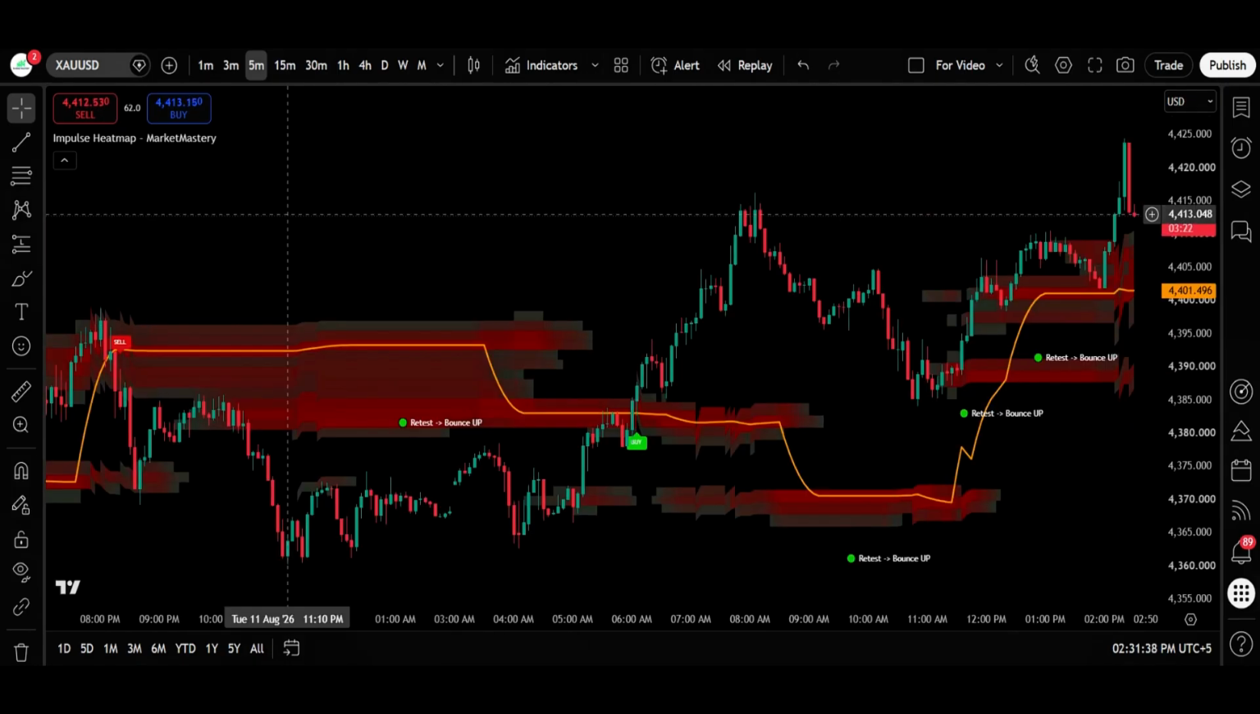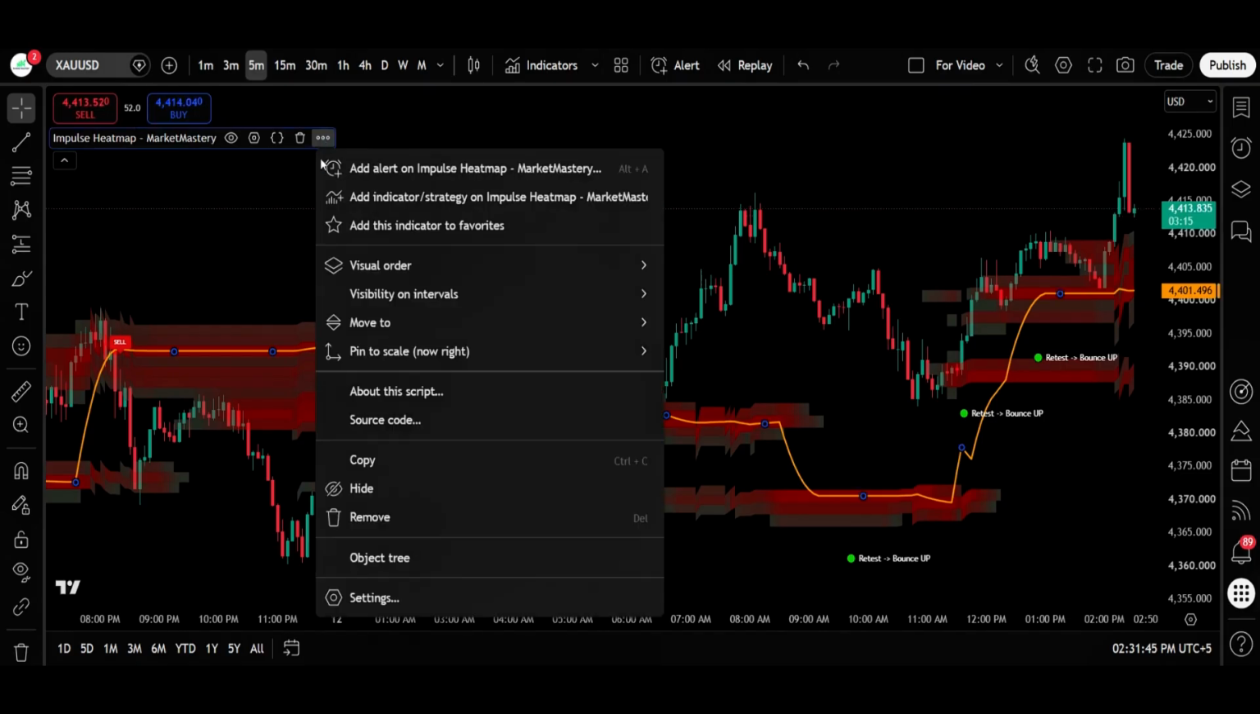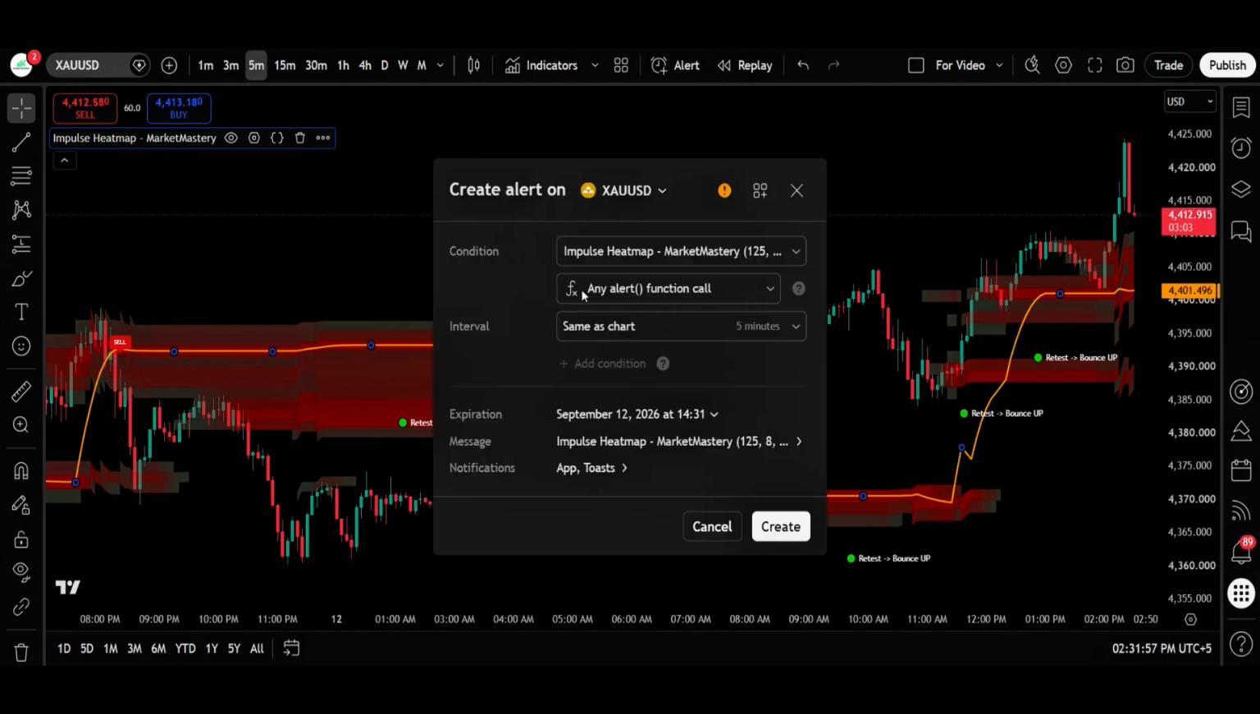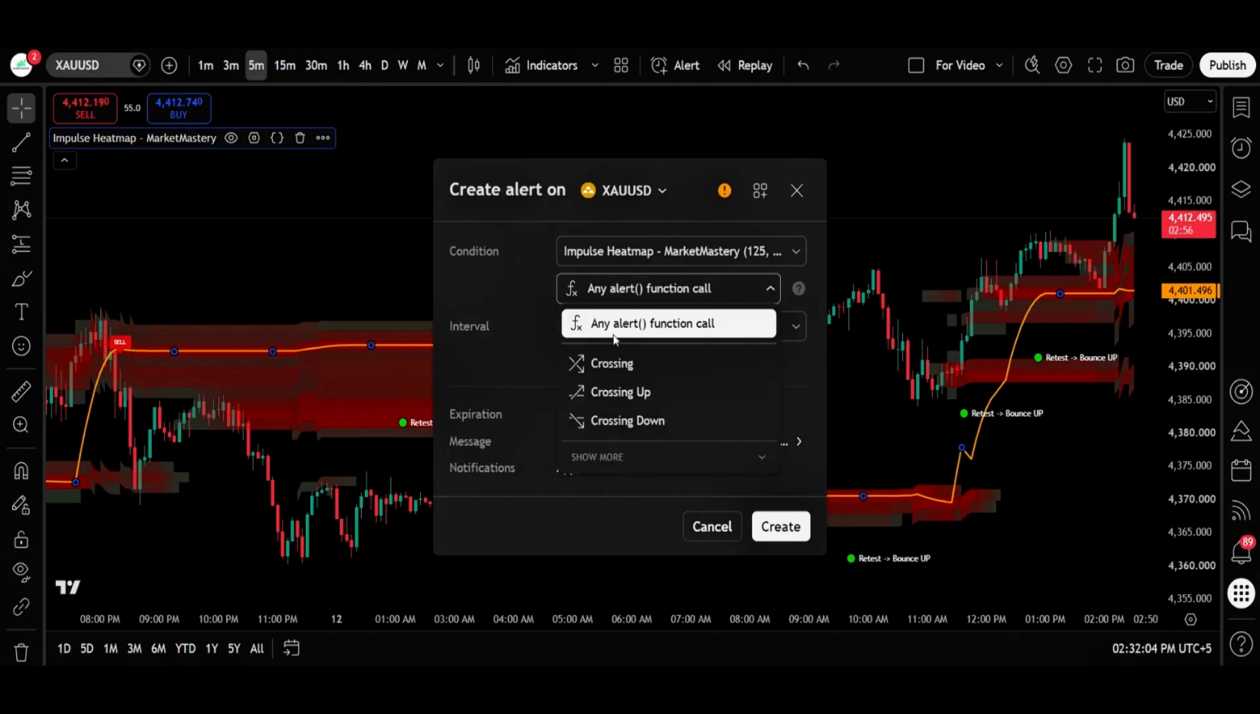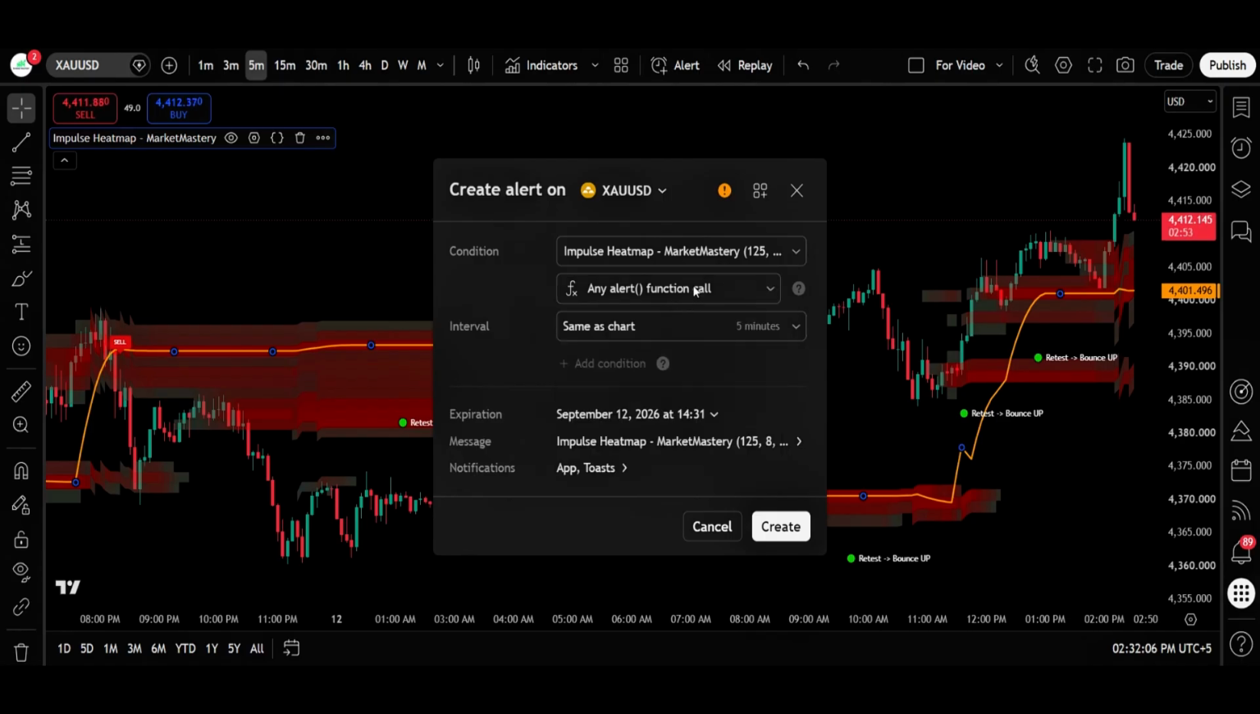Finally, let us set up alerts. While custom webhook indicator alerts usually require a paid TradingView plan, configuring standard alerts within the platform is simple. Select your desired time frame first. Then, navigate to the indicator name on your chart, click the three dots, and select Add Alert. Keep the settings default. Ensure the condition is set to trigger on any alert function call. Then click Create. Whenever a new signal forms, you will receive an immediate notification.